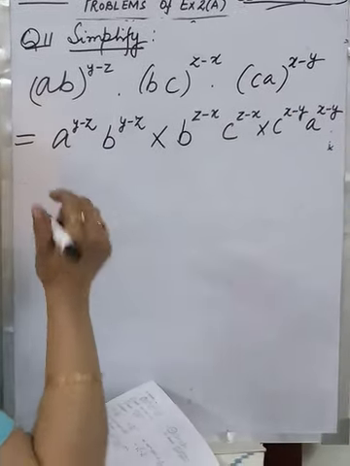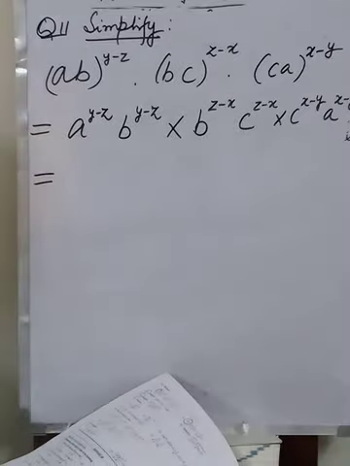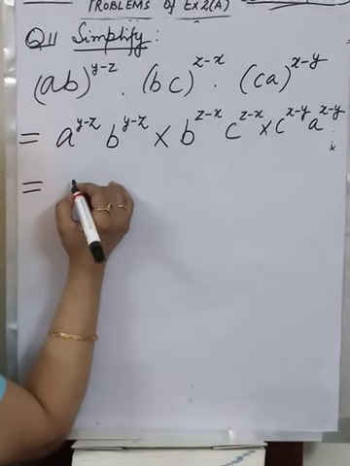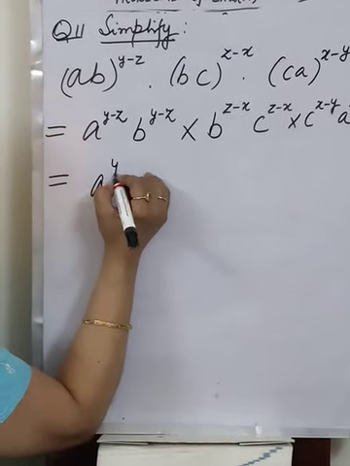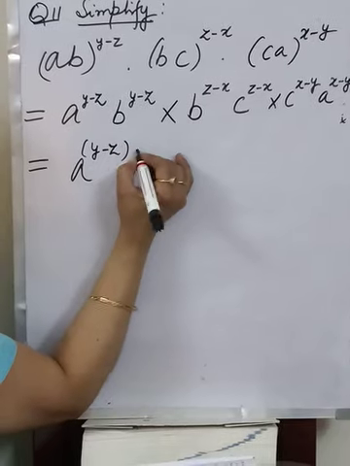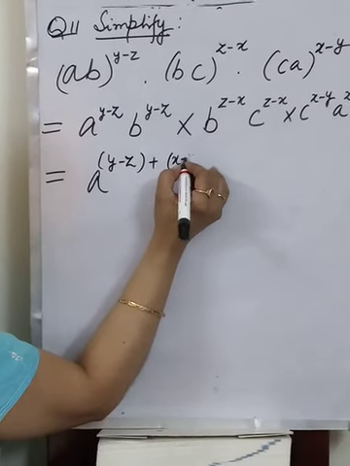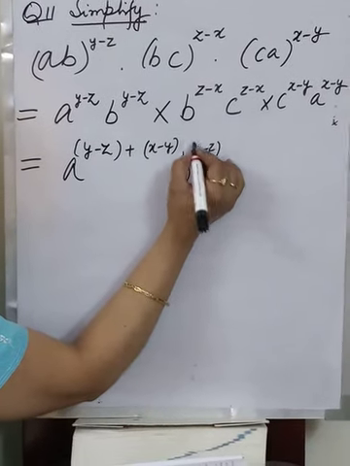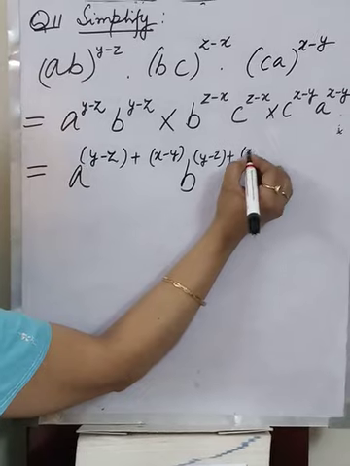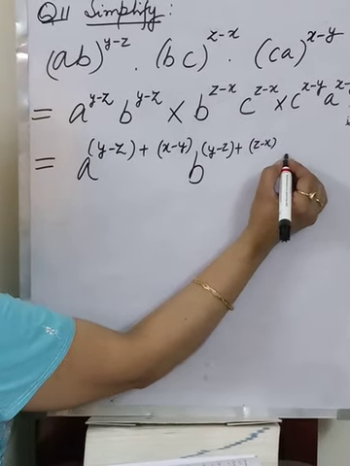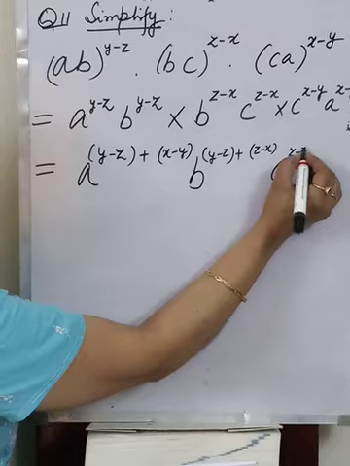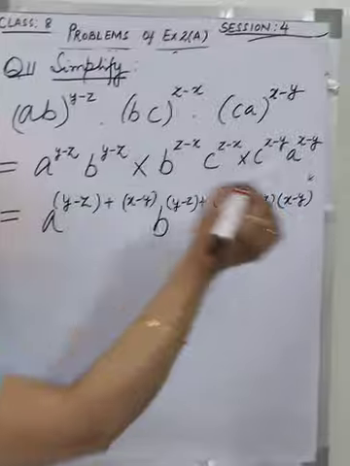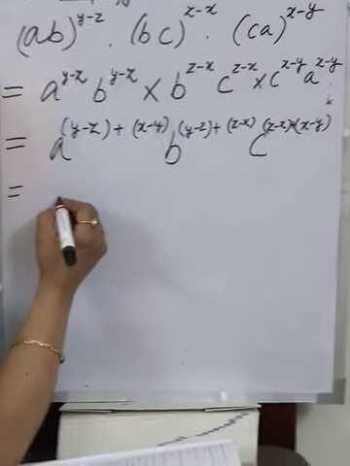So on multiplication, powers get added. Power of a will be added with the power of a, power of b will be added with the power of b, and similarly of c. So a to the power y minus z plus x minus y, b to the power y minus z plus z minus x, and c to the power z minus x and x minus y. Exactly. So now we add the powers.